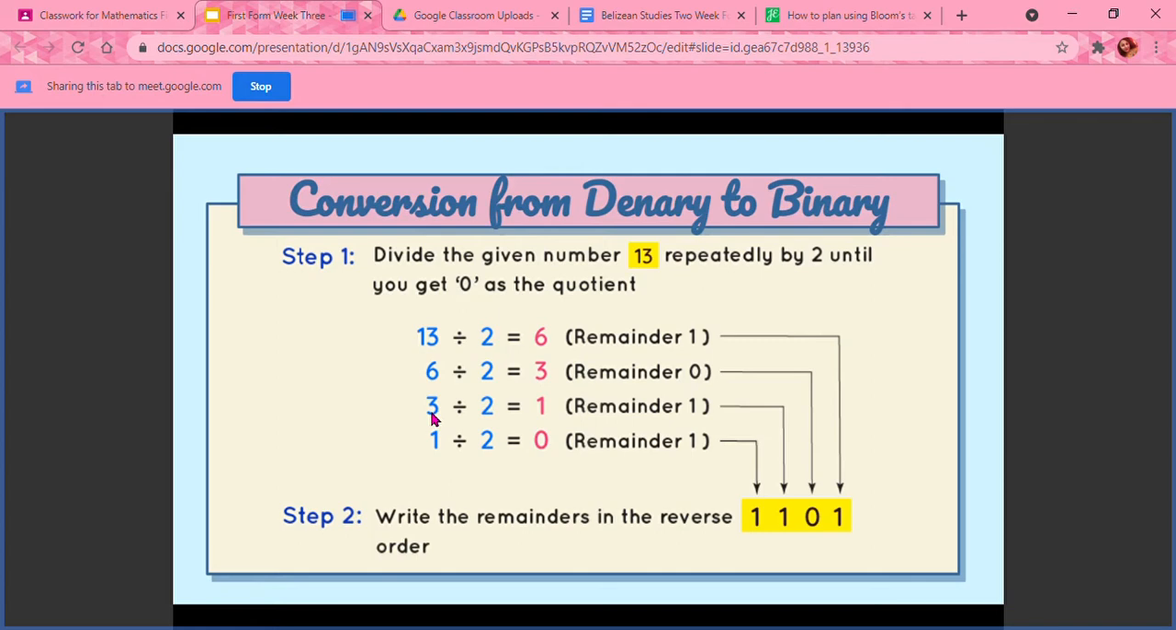I'm going to take the 3 and divide it by 2, and that gives me 1 and a remainder of 1. Then I'm going to take the 1 and divide it by 2, and I get the answer 0 and a remainder of 1. This is one way you can set up your work.